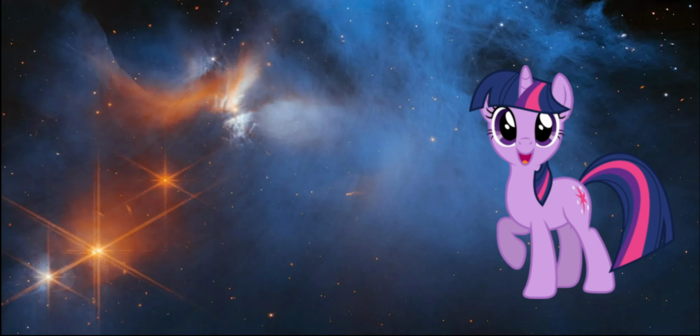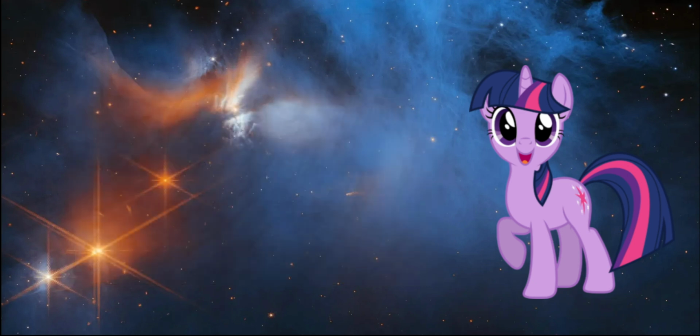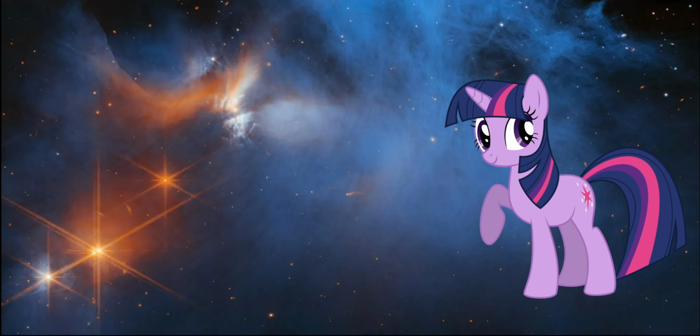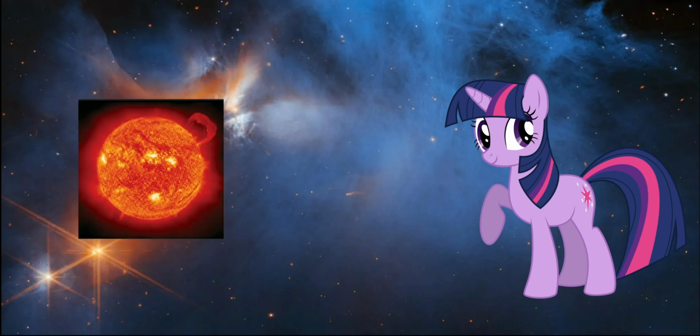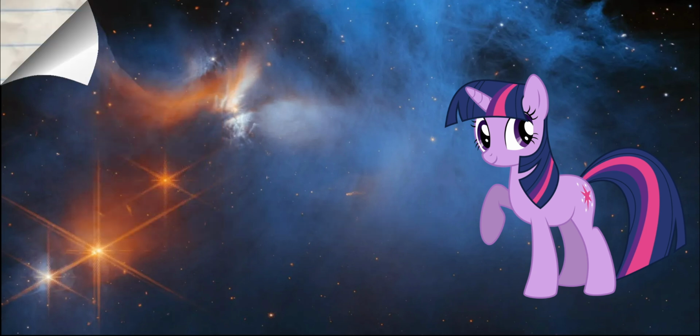Integrating this mass loss rate gives the total evaporation time. Evaporation time is approximately 5,120 times pi times G squared divided by h bar times c to the 4th power, all multiplied by M cubed. Thus a solar mass black hole, mass about 2 times 10 to the 30th kilograms, would take on the order of 10 to the 67 years to vanish completely, far longer than the current age of the universe.